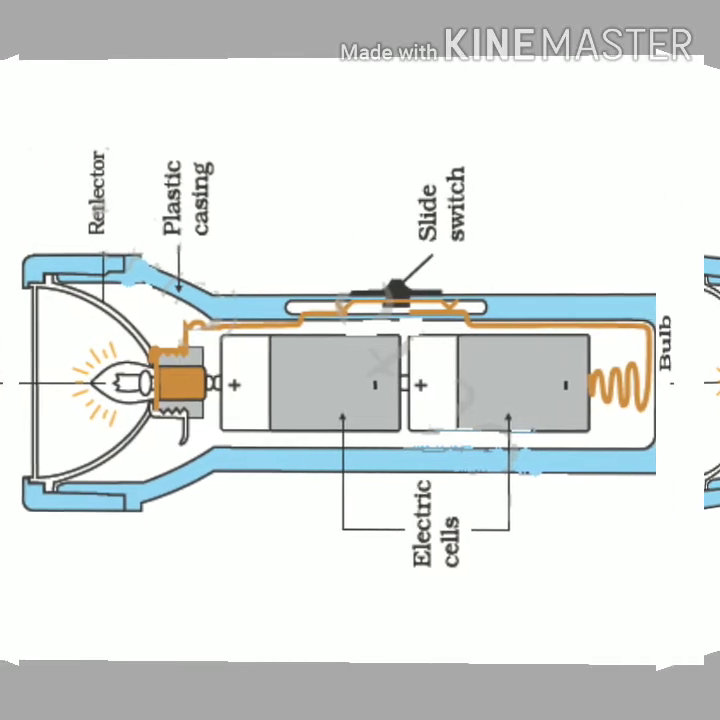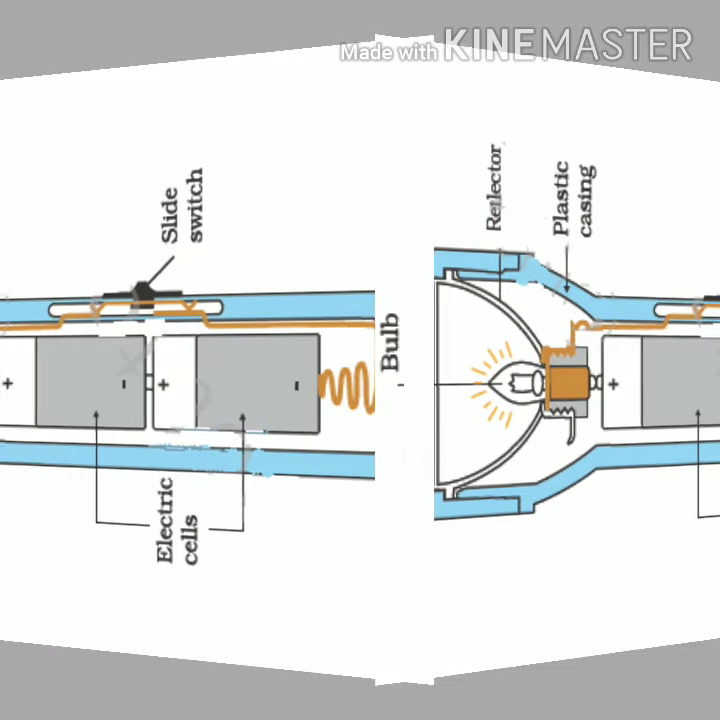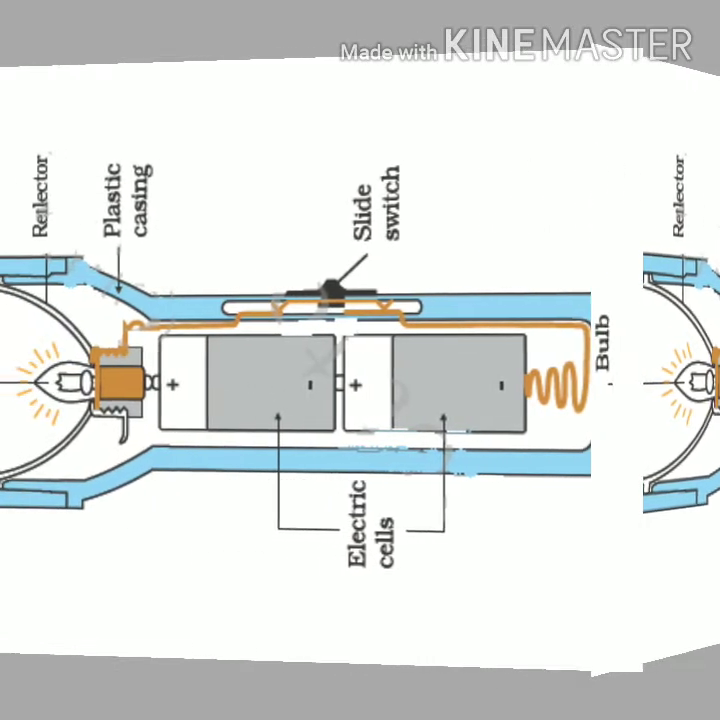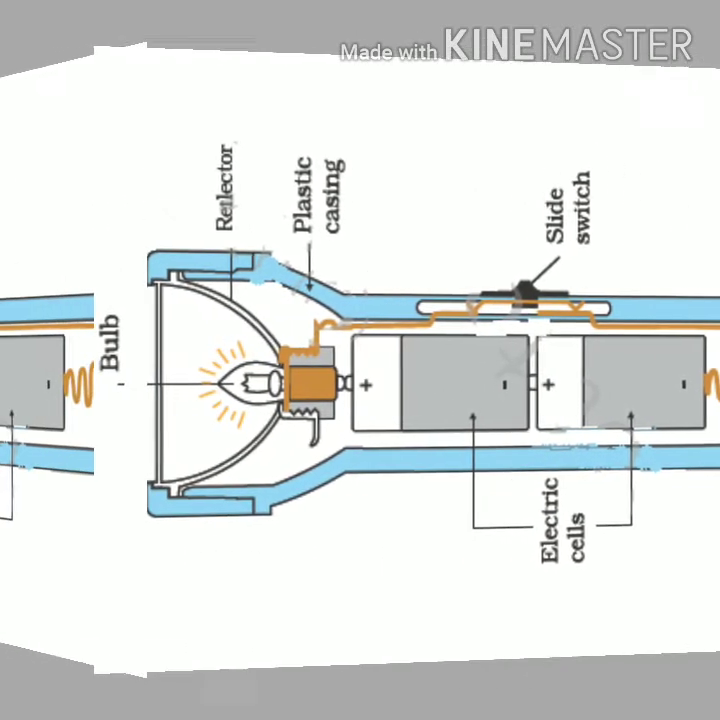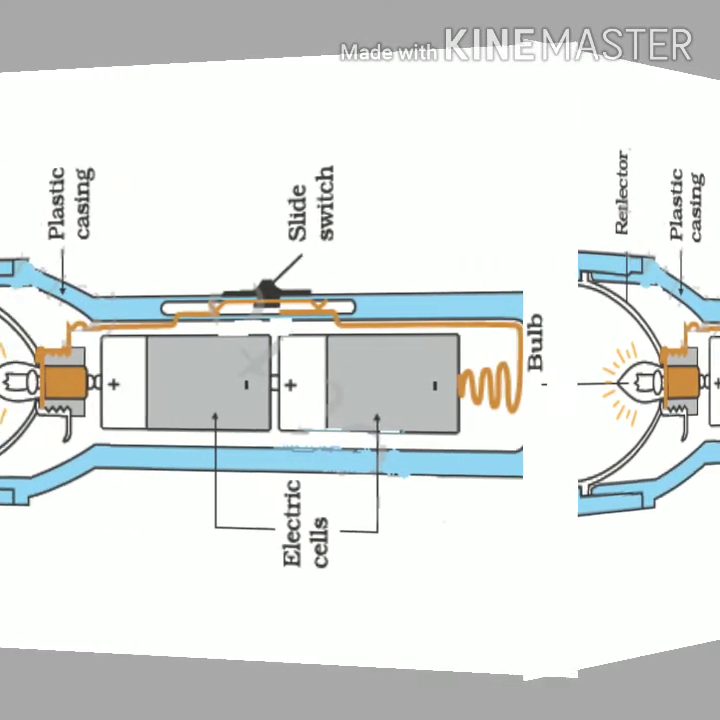Unscrew the back lid of a torch. There are electric cells inside it. It shows that the cells provide electricity to the bulb. Thus, cells are a source of the electricity.